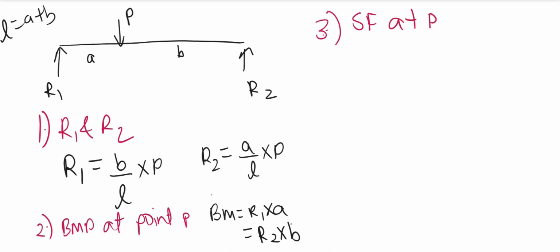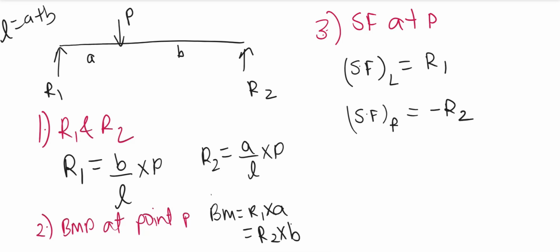The shear force just left of the point P equals R1, and the shear force just right of P equals minus R2. So after we calculate the reaction forces and the shear force, we can easily draw the bending moment diagram and the shear force diagram. So let's program this using Python.